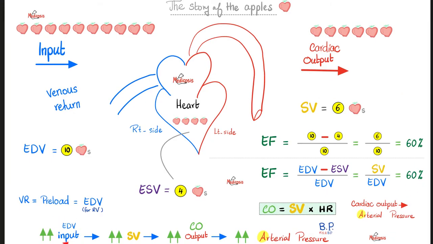So if the heart receives more input, i.e. more preload, which means more venous return, which means more end diastolic volume, of course the stroke volume will increase. If I gave you 20 apples instead of 10, of course you can eject more. Assuming that you will still eject 60%, 60% times 20 is greater than 60% times 10, which means that your cardiac output goes up because cardiac output equals stroke volume times heart rate. So if the stroke volume goes up, cardiac output goes up. And when cardiac output goes up, arterial blood pressure goes up.